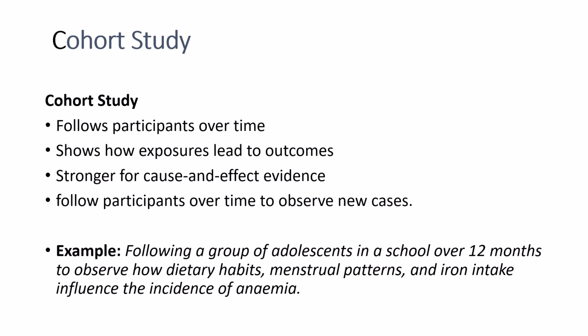An example is following a group of adolescents in a school for over 12 months to observe how dietary habit, menstrual pattern, and iron intake can influence the incidence of anemia.